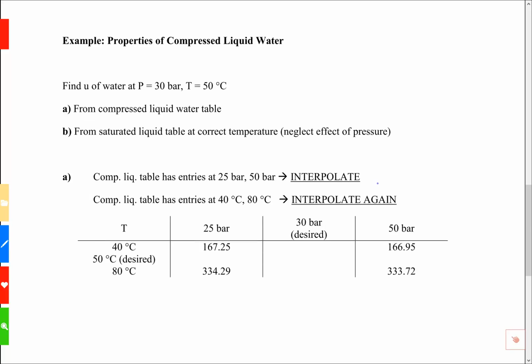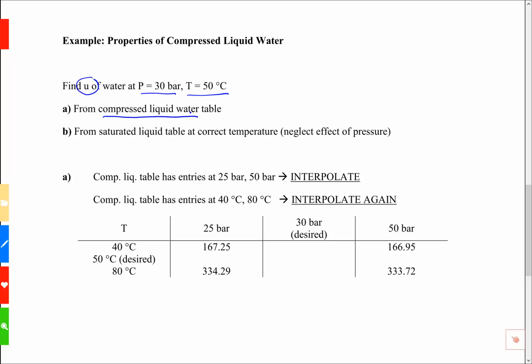We are asked to find some properties of compressed liquid water. The property is internal energy, and we're asked to look at 30 bar and 50 C. We're going to do this two ways. One is from a table specifically for compressed liquid water. That's the most precise way.